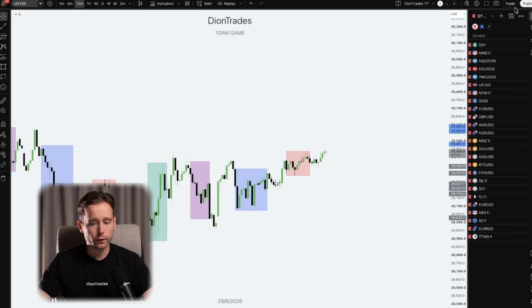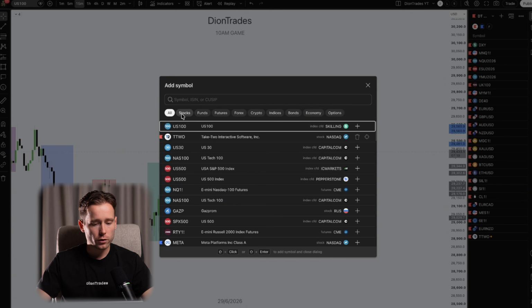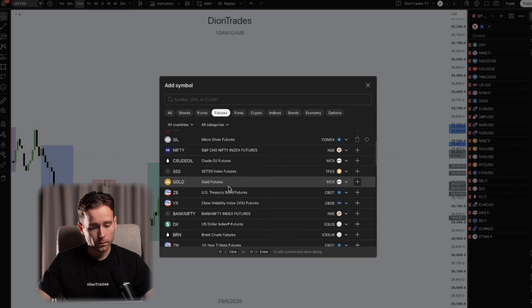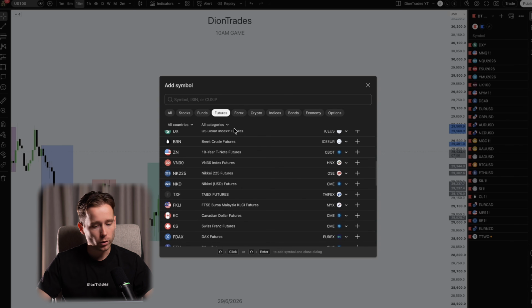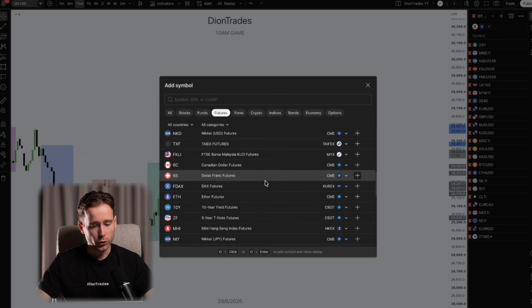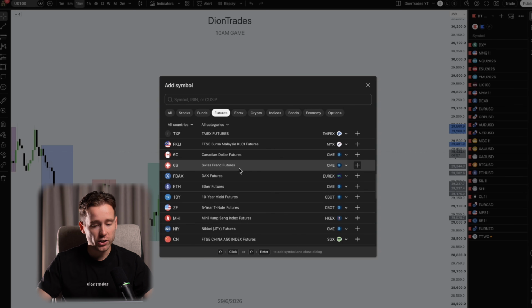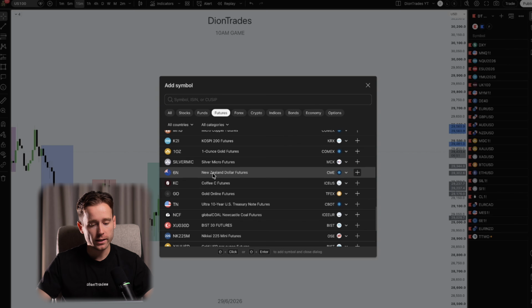If you want to see the other futures pairs, you can press the plus icon here, and then you see all stocks, funds, and also futures. And there you can see everything you can trade with futures. You see ES, we see gold, the Hang Seng, silver, gold. But I want your eyes also to go to not only the indices, like the Nikkei indice, but you can trade the Canadian dollar futures. That means USD CAD, USD CHF, NZD USD, Euro USD.